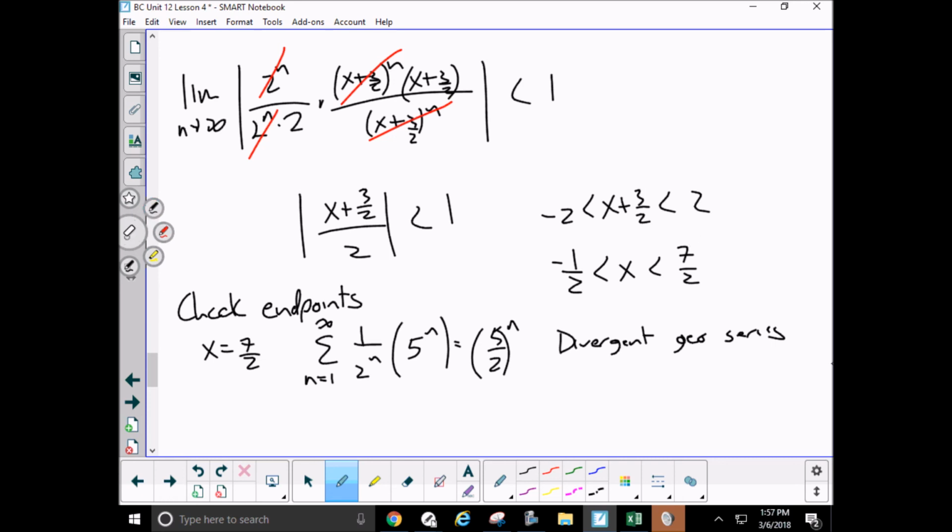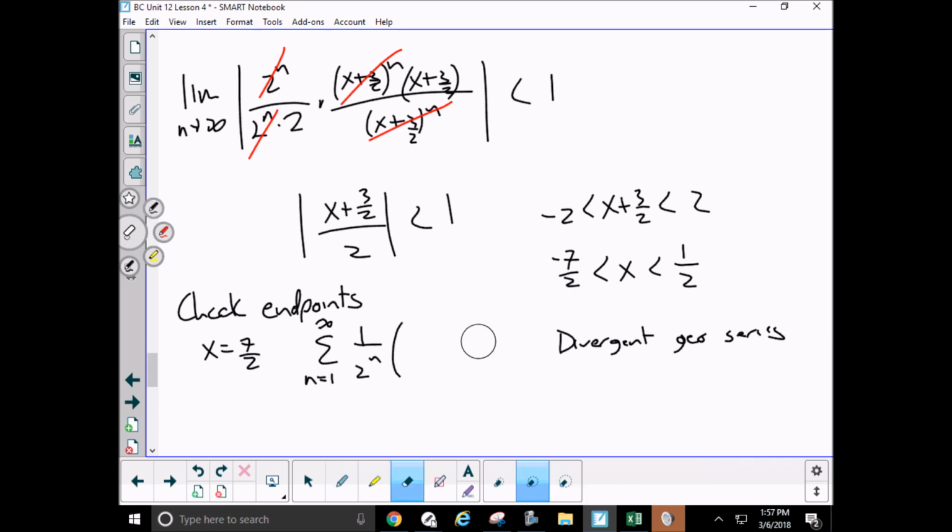Oh, gosh, I did make a mistake. I knew it. This is 4 halves minus 3 halves. I have to subtract 3 halves. So this is going to be 1 half. And then this is minus 4 halves. This is negative 7 halves. All right, good. So when x is negative 7 halves, negative 7 halves minus 3 halves is minus 4 halves, which is minus 2 to the n.